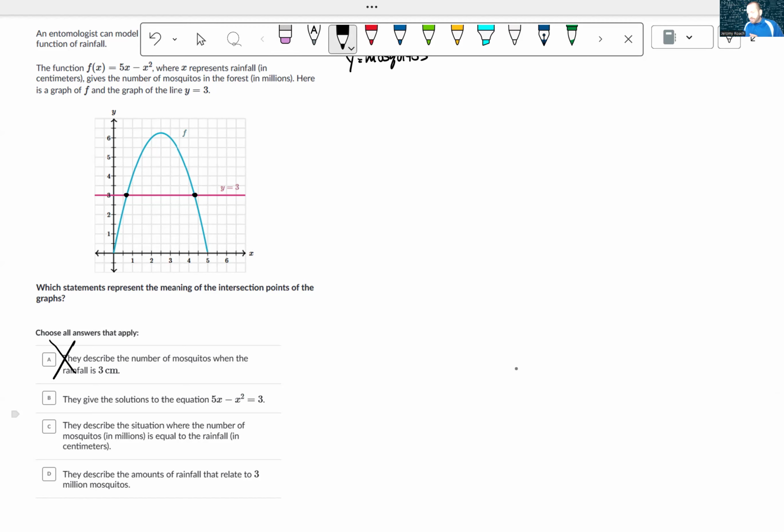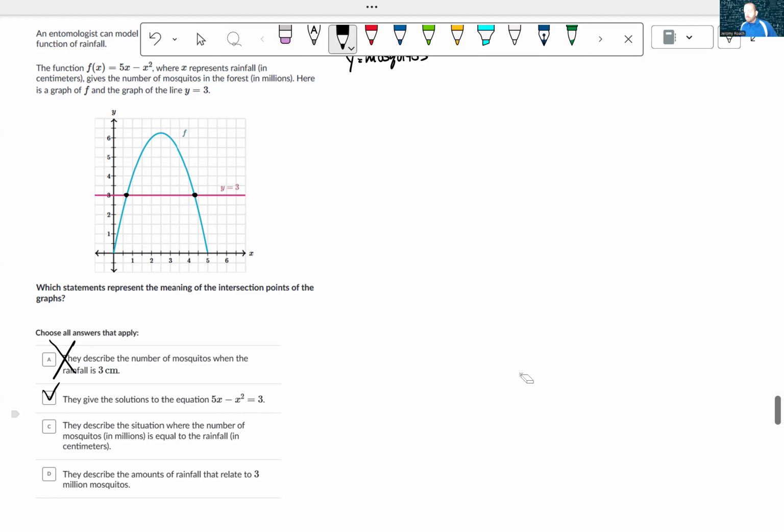This one says they give the solutions to the equation 5x minus x squared equals 3. Well, our first equation given to us is y equals 5x minus x squared. The f of x can just be changed for y. And then our next equation is y equals 3. So yes, we can plug in 3 for y, and we would get that equation, and that would be our 2 intersection points. So B is the correct answer.